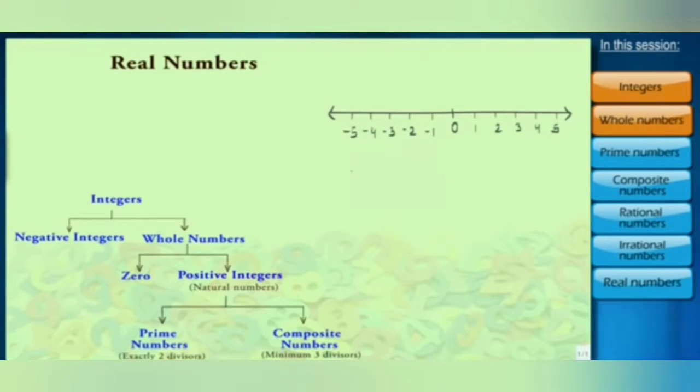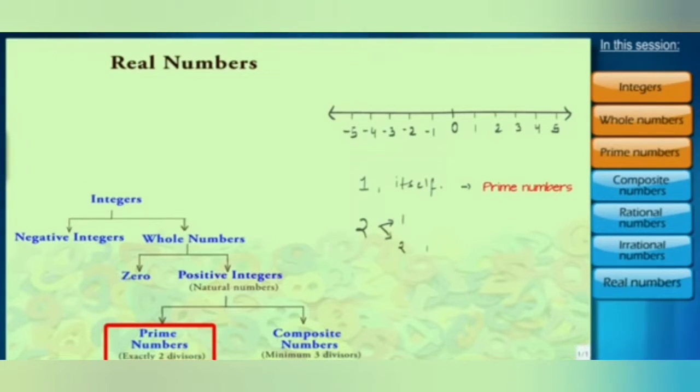Positive integers are again classified as prime numbers and composite numbers. Prime numbers are numbers which have only two factors, that is 1 and itself. For example, 2 has only two factors, 1 and 2 itself. 3 has only two factors, 1 and 3 itself. Similarly, 5 has only two factors, 1 and 5. So these are called prime numbers.